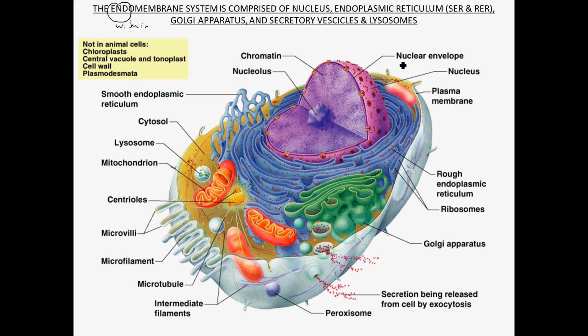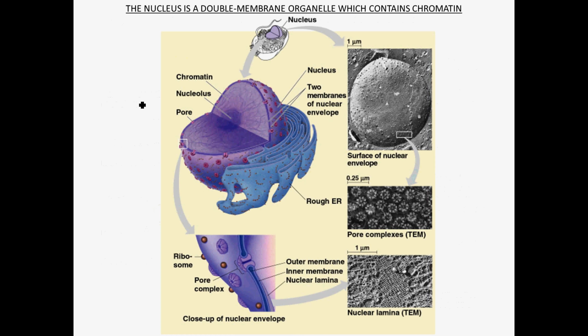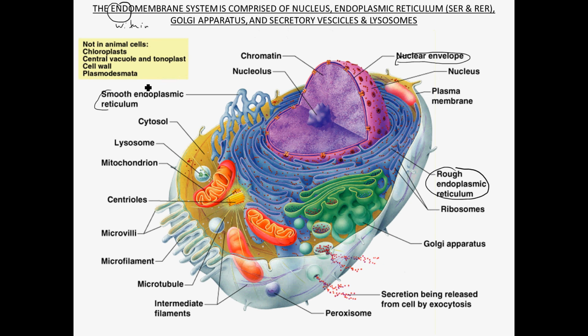The nuclear envelope is part of that endomembrane system. The rough endoplasmic reticulum is part of that endomembrane system. The smooth endoplasmic reticulum is part of that endomembrane system, as well as the Golgi apparatus. Sorry, still getting used to using my new pen here. And then you see several types of vesicles that budded off of that Golgi apparatus. And then lysosomes also can be considered part of that endomembrane system.